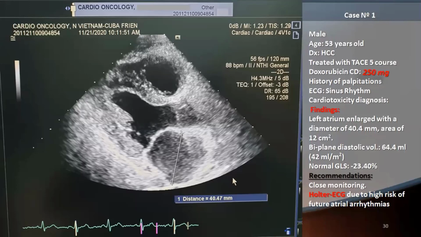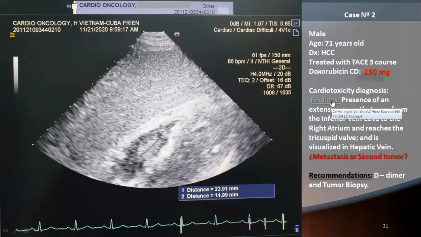They have a history of palpitations, and the electrocardiogram shows sinus rhythm and a cardiotoxicity diagnosis. The finding is a left atrium enlarged, look at that, 40.4 millimeters. The area is 12 square centimeters. Biplane diastolic volume is 64.4, and the index is 42 milliliters per square meter. Global longitudinal strain is normal, and the recommendation is close monitoring of this patient by Holter electrocardiogram due to high risk for future atrial arrest.